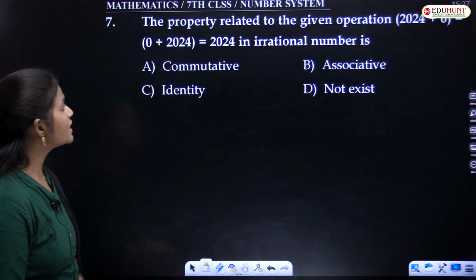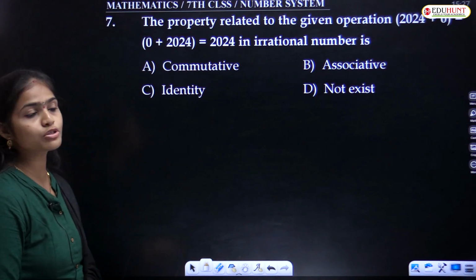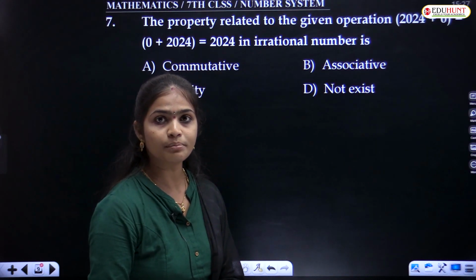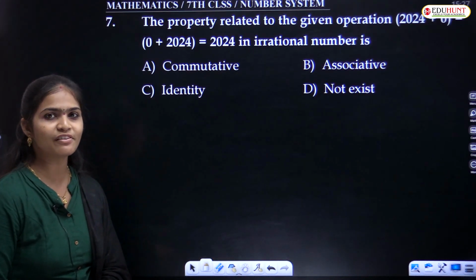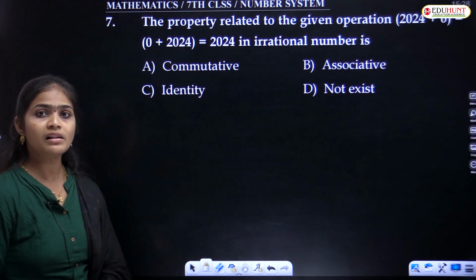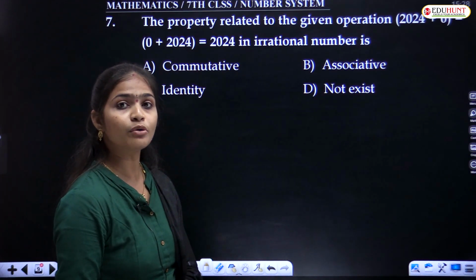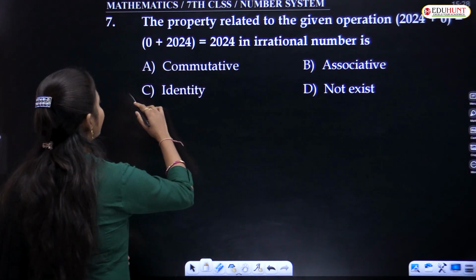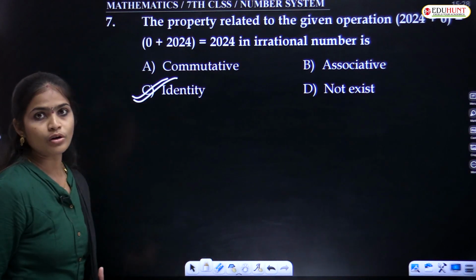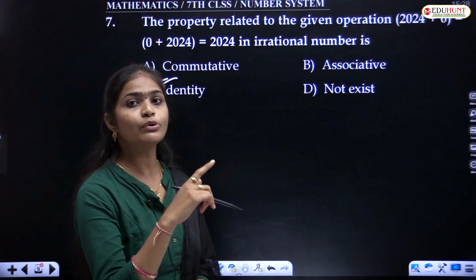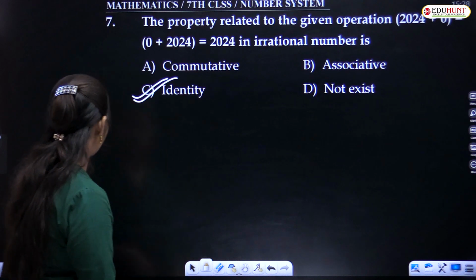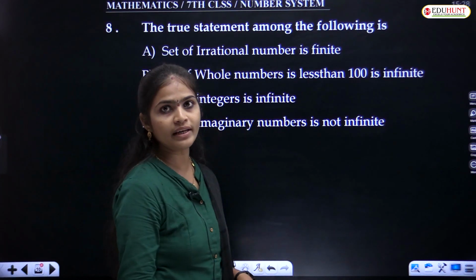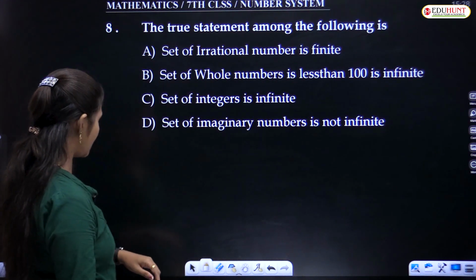Next, the property related to the given operation: 2024 plus 0 is equal to 0 plus 2024, which is equal to 2024, which means a number which is added to the given number, then the resultant is the number itself. When is it possible? If you add 0 to any number, then only it is possible, right? So here 0 we will call the additive identity. Multiplicative identity is 1, additive identity is 0.